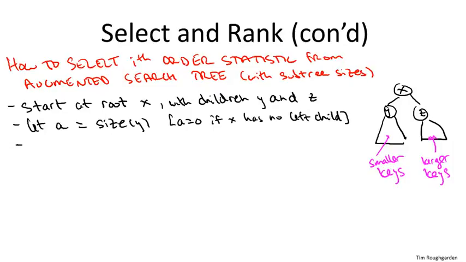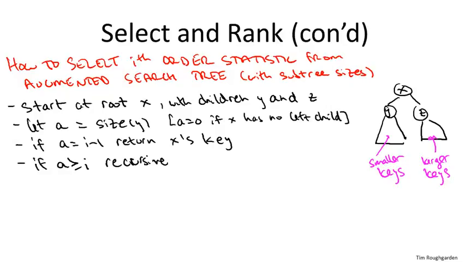So to fill in some more details, let A denote the subtree size at y. And if it happens that x has no left child, we'll define A to be 0. So the super lucky case is when there are exactly i-1 nodes in the left subtree. That means the root here, x, is itself the ith order statistic. Remember, it's bigger than everything in its left subtree, it's smaller than everything in its right subtree.